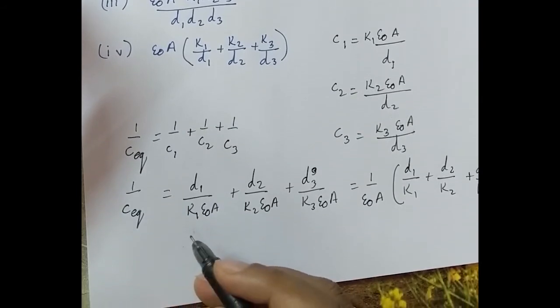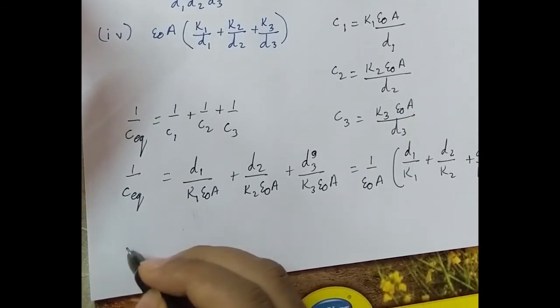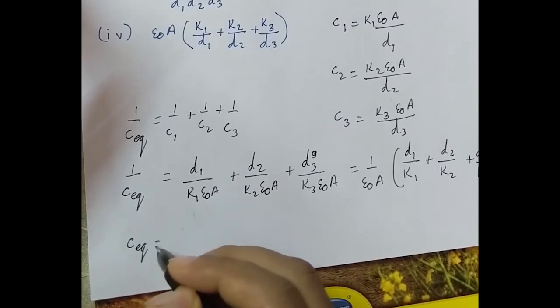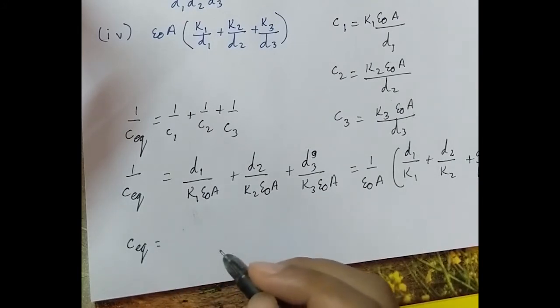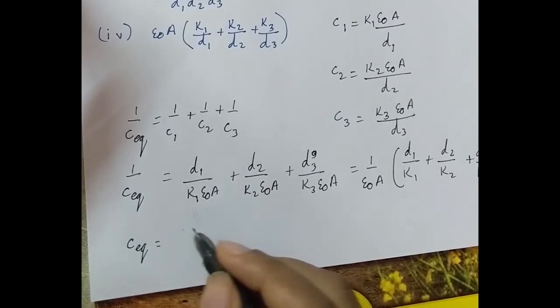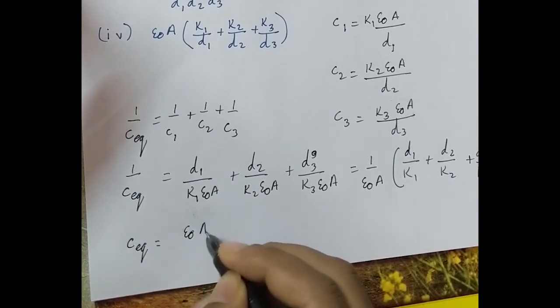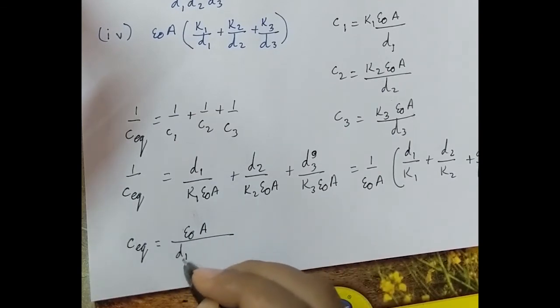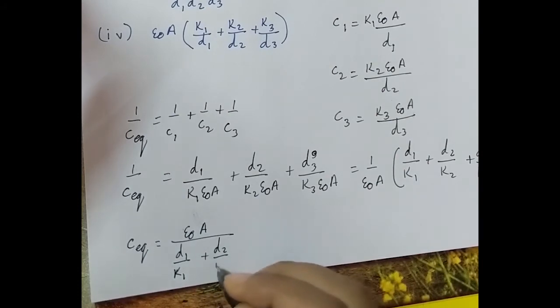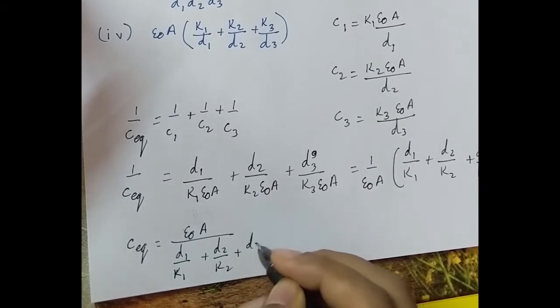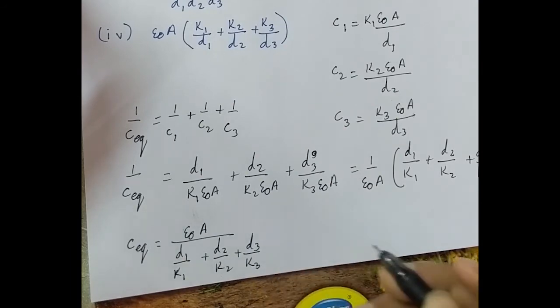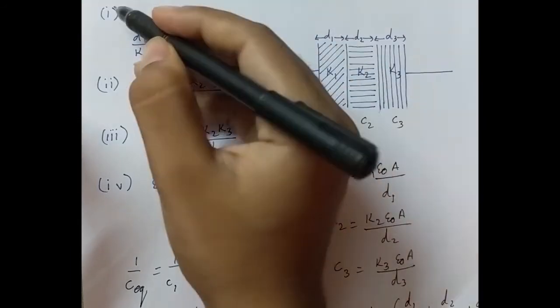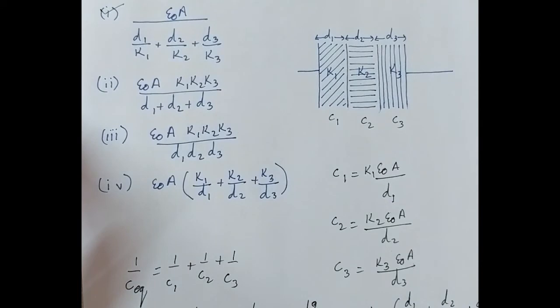So the actual equivalent capacitance would be C equivalent would be equal to, by K2 plus D3 by K3. So our correct option is option number 1. Now in the next sum we'll be doing a similar kind of sum. Let's move on to the next sum.